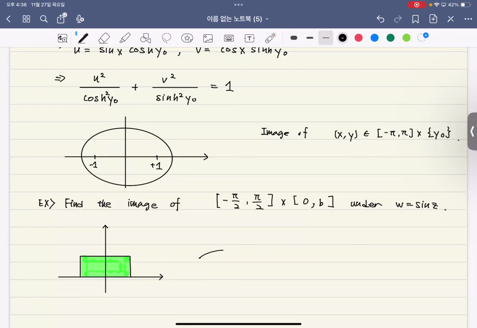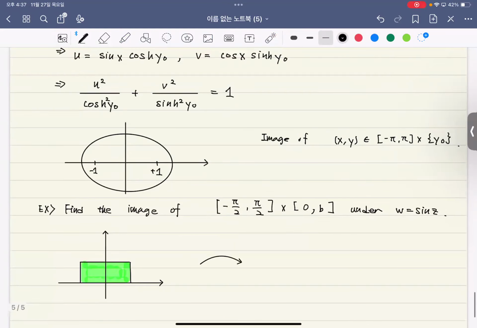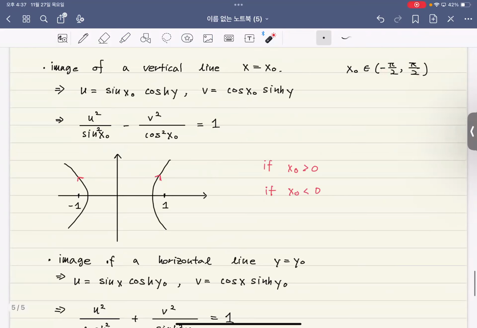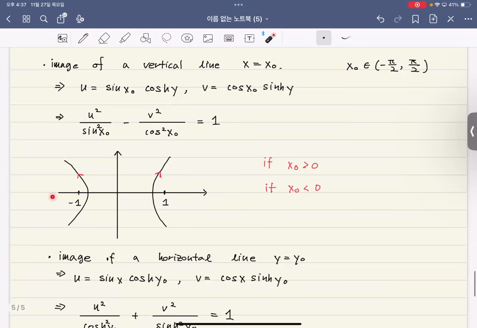What do you think is the image of this guy? Well, I said as x0 moves between this interval, the image curve is going to be the entire area between these two hyperbolas, right? But if my x0 is precisely plus or minus pi over 2, then that is going to be the line segment starting from here to there, and from here to over there.